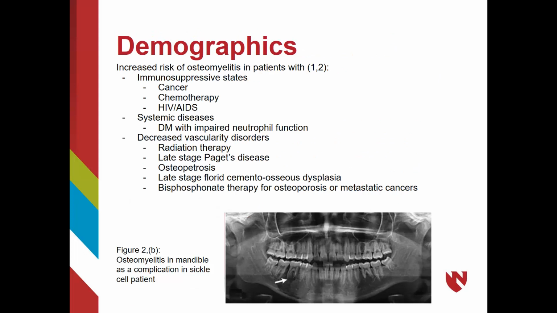Increased risk of osteomyelitis occurs in patients with immunosuppressive states, cancer, chemotherapy, HIV, AIDS, and systemic diseases like diabetes mellitus with impaired neutrophil function, and decreased vascularity disorders such as radiation therapy, late-stage Paget's disease, osteopetrosis, late-stage florid cemento-osseous dysplasia, bisphosphonate therapy for osteoporosis or metastatic cancers.